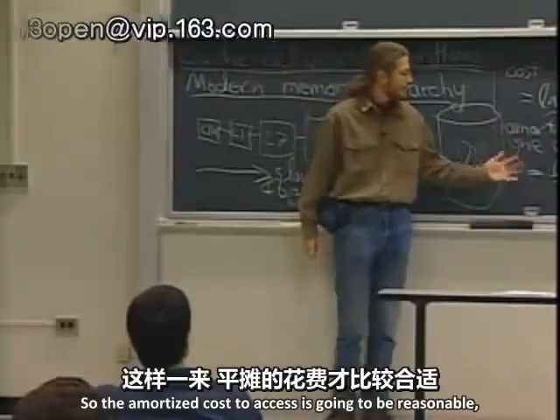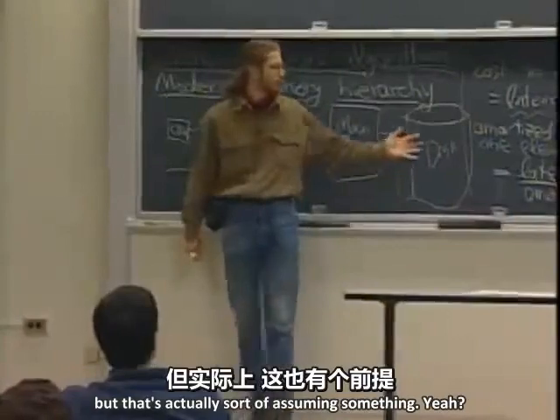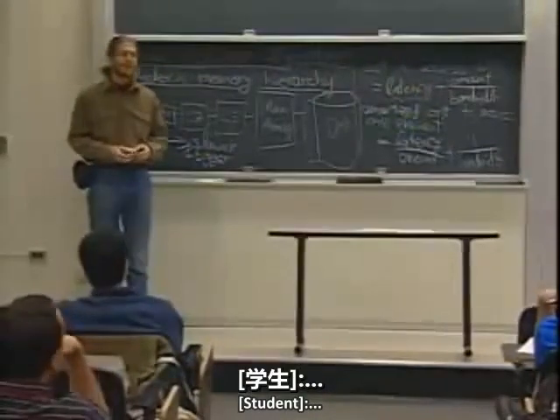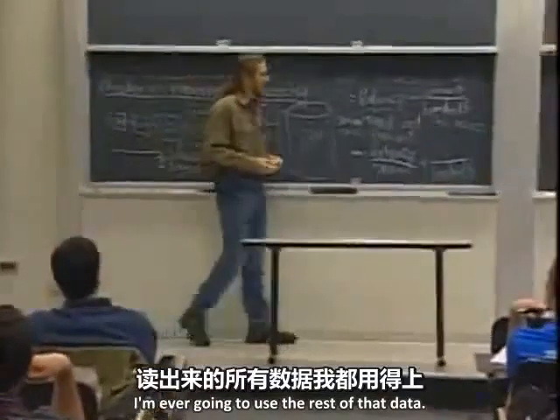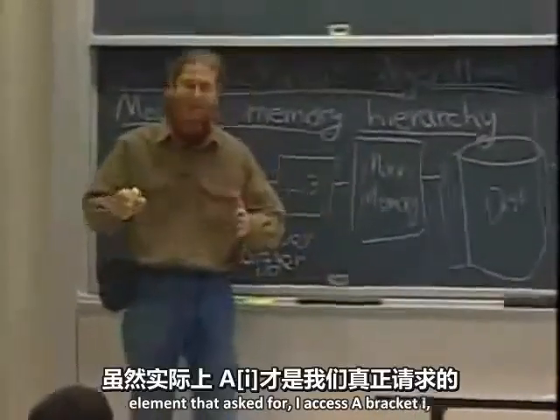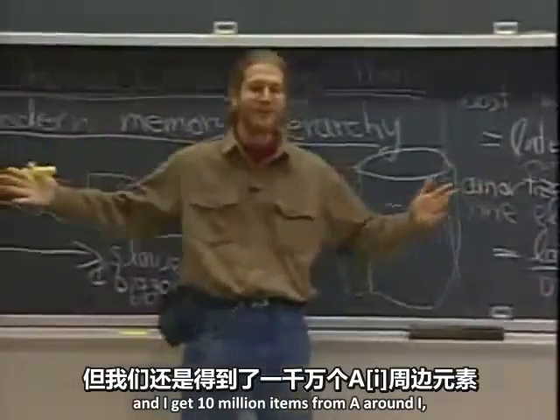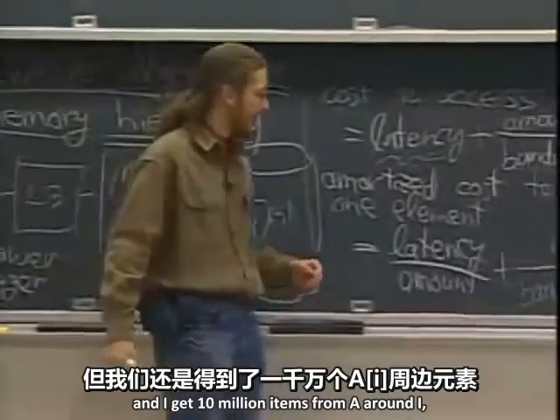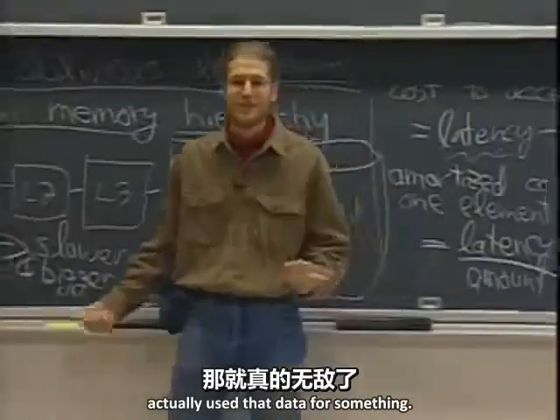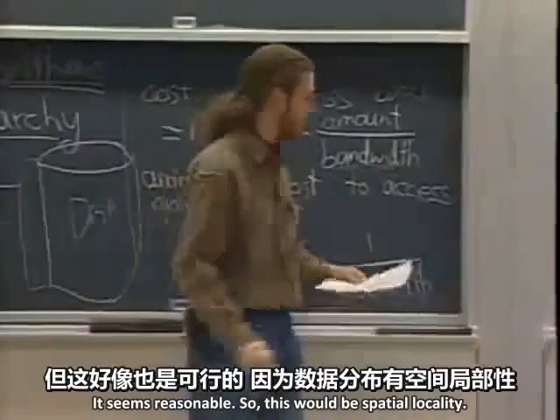I said the amortized cost to access is going to be reasonable, but that actually is sort of assuming something. I'm assuming I'm ever going to use the rest of that data. If I'm going to read 10 megabytes around the one element that I asked for, I access A[i], and I get 10 million items from A around i, it would be kind of good if the algorithm actually used that data for something. Seems reasonable. So this would be spatial locality.